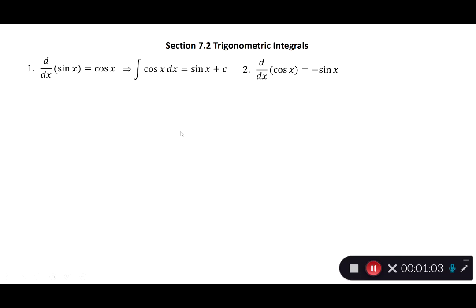Similarly, the derivative of cosine x is negative sine x. So the integral of negative sine x is cosine x. But then you multiply both sides by negative, and you just get the integral of sine x to be negative cosine x, and we add a c.